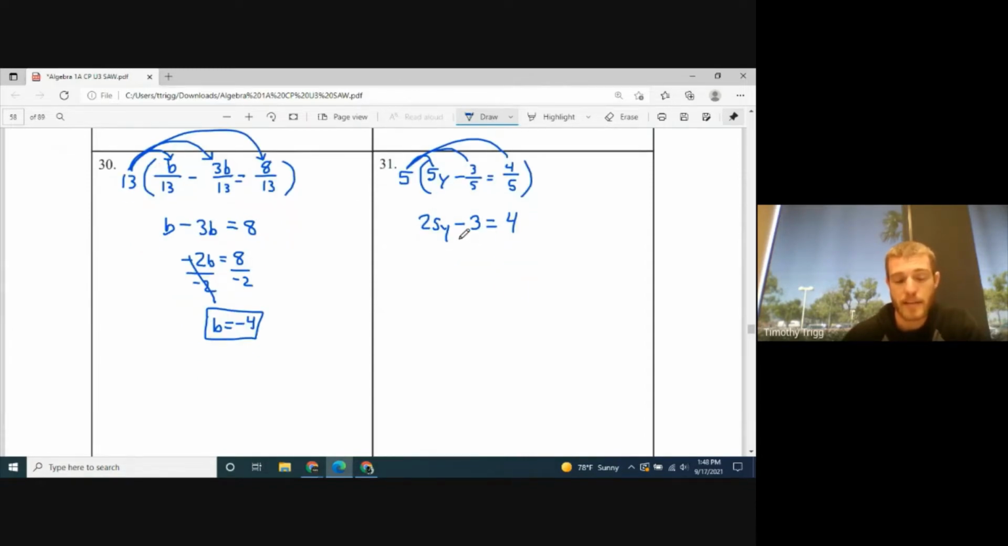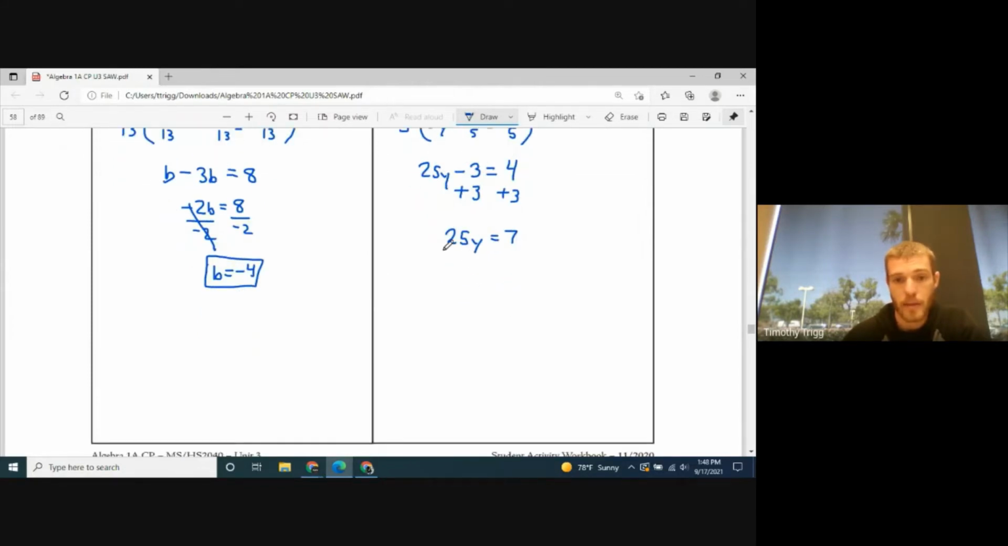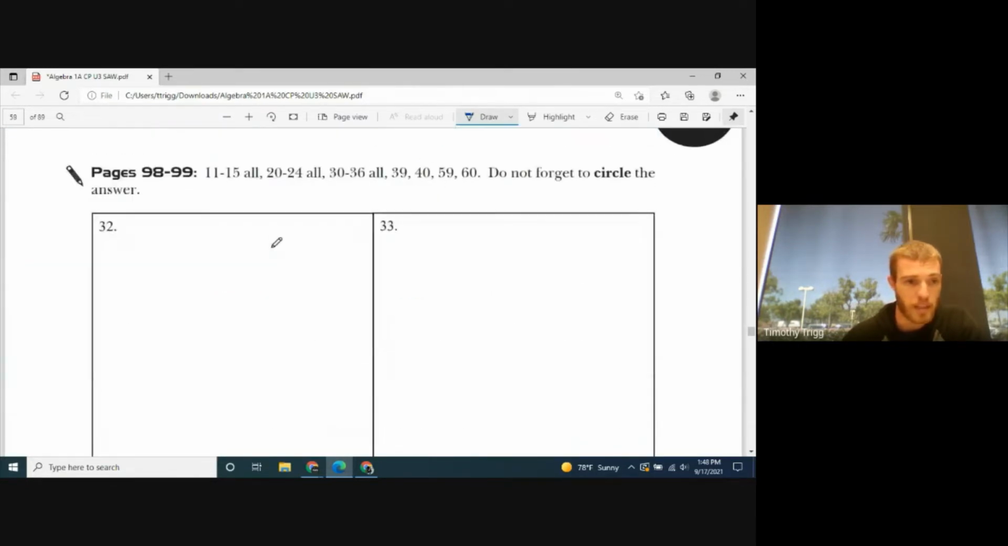Now to get y by itself, we're going to add 3 to both sides of the equation. So that'll be 25y equals 7. Then divide by 25 on both sides of the equation to get y by itself. So here this fraction does not reduce, so it'll just be 7/25. Okay, it's okay if your answer comes out to a fraction. No big deal.